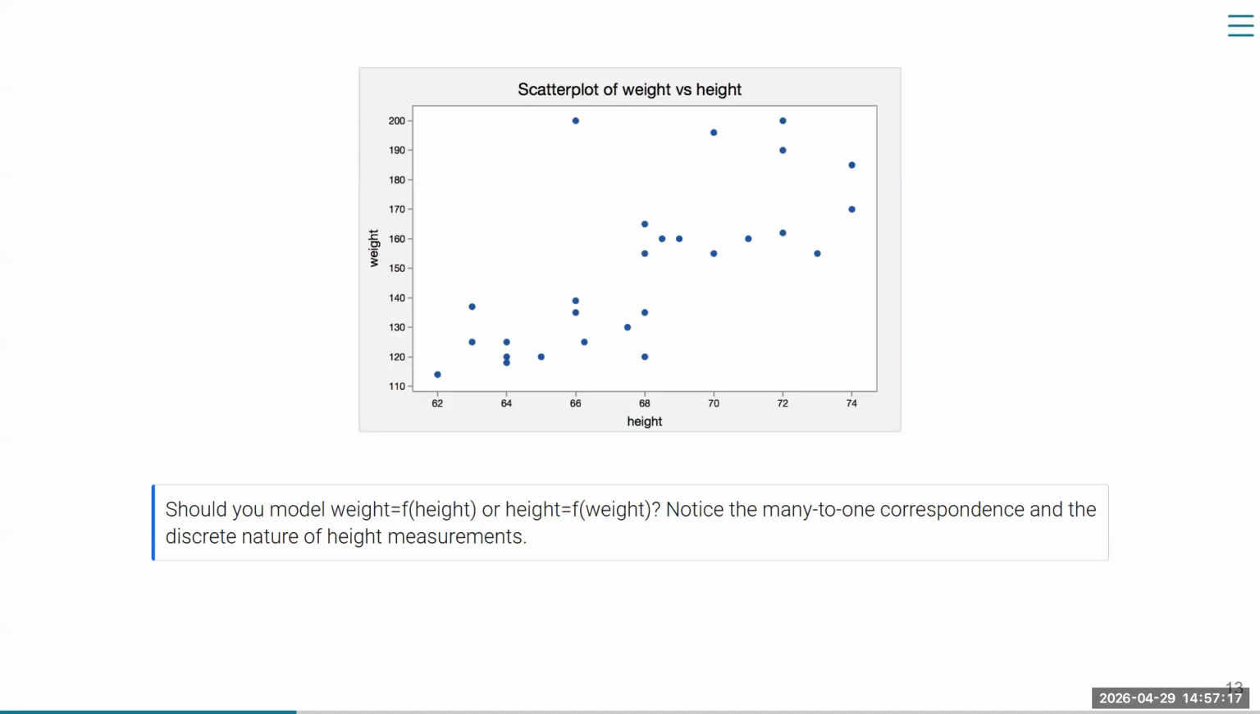How many people don't know what they would model? Which way they would do it? What's the uncertainty stopping you from giving an answer?